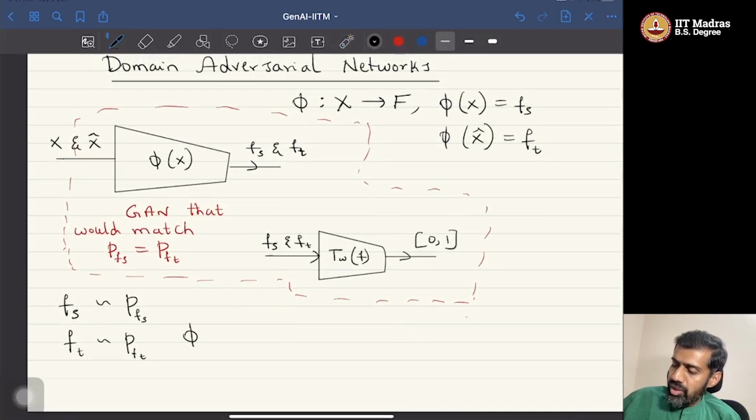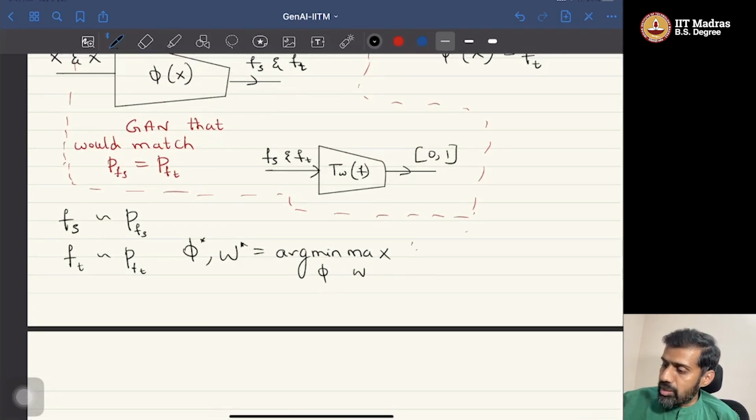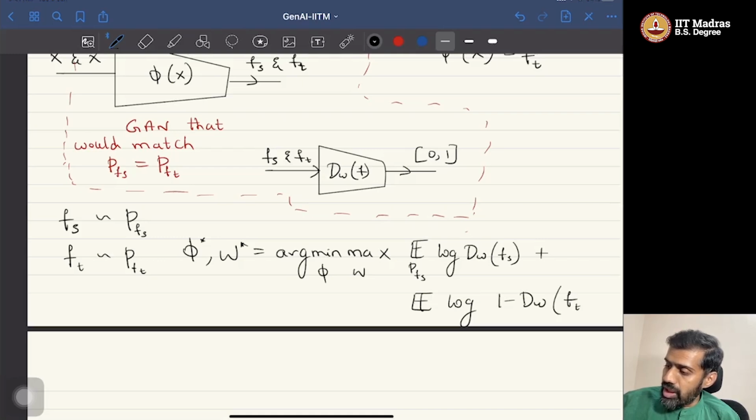There is this phi network which will be acting like a generator, and there is a discriminator network. So we want to solve the same min-max adversarial problem. Now, what is the loss function that is used here? We have the expectation of log of D_W, since we have been using D for discriminator. This is log of D_W, taking samples from fs, so this is over pfs, plus the expectation of log of 1 minus D_W, where the data is now coming from ft. This is PFT.